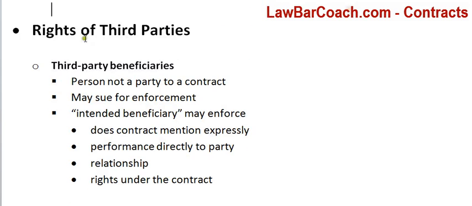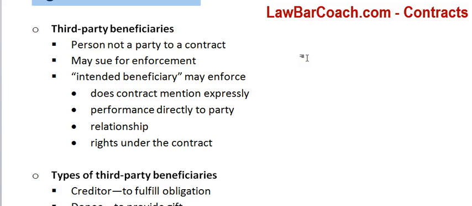Now we're moving on to rights of third parties. This is getting us near to the end of contracts, the penultimate topic now. Third-party beneficiaries. They are people or groups, corporations, what have you, that are not listed in the contract as either the promisor or the promisee. There's somebody else who's benefiting. They actually may sue for enforcement, if you can believe that.